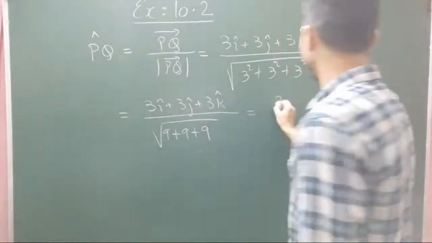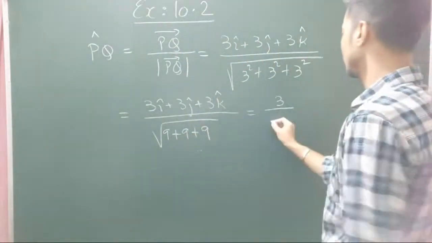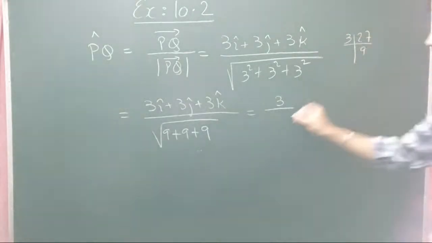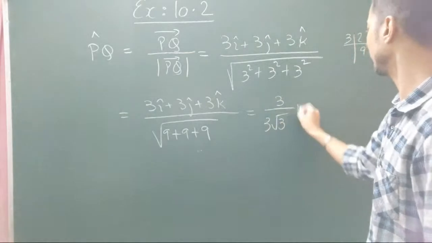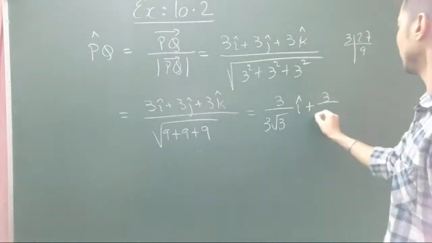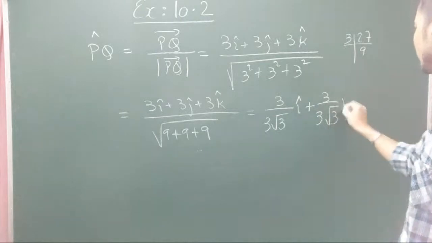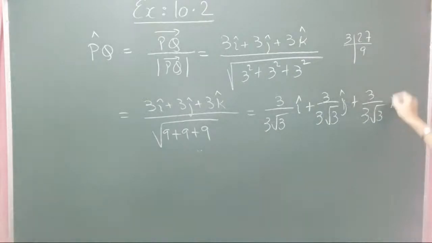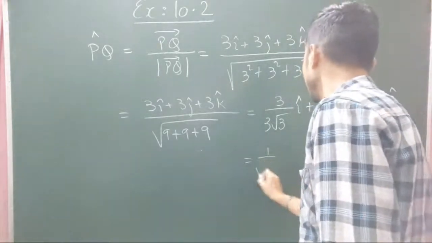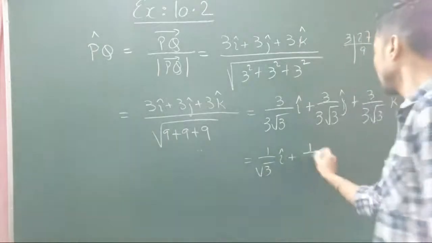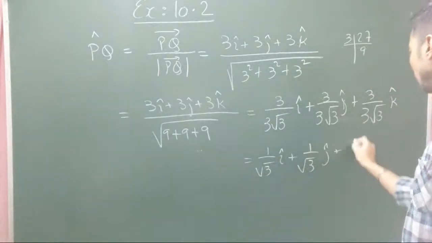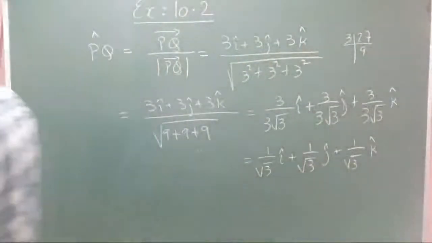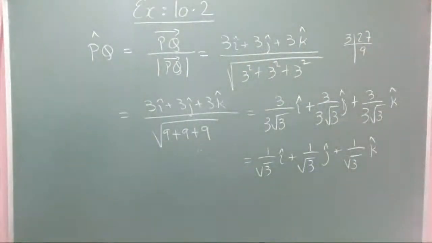I'll write it directly: 9, 18, 27, root over 27, 27 is 3 times 9, so that would be 3 root 3. I'm doing it directly, okay. Plus 3 by 3 root 3 j plus 3 by 3 root 3 k cap. So that will be 1 by root 3 i, 1 by root 3 j, 1 by root 3 k. So this is the unit vector in the direction of vector PQ.